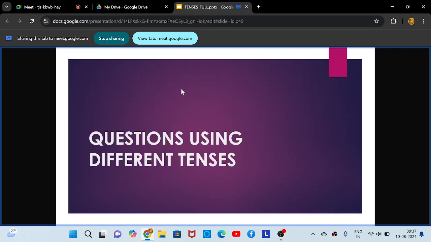So now the next topic is how to frame questions using different tenses. All the sentences that we read so far are assertive sentences, those that end with full stops. So we read all the sentences under different tenses which were ending in full stop. But we must also know how to frame questions in different tenses. That is what we are going to check now.